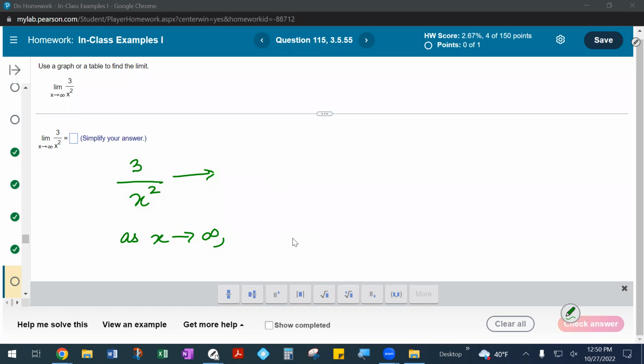Because remember again, when the degree of the numerator is smaller than the degree of the denominator, y equals 0, or the x-axis, is your horizontal asymptote. So this is a question on horizontal asymptote, which would be at y equals 0, or in this case, you just put 0 there.